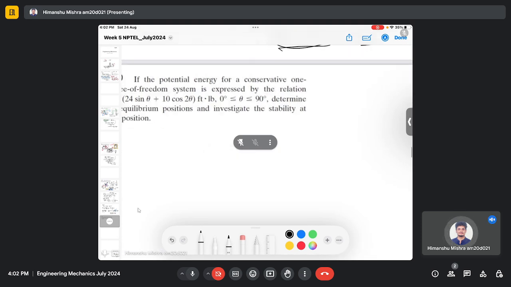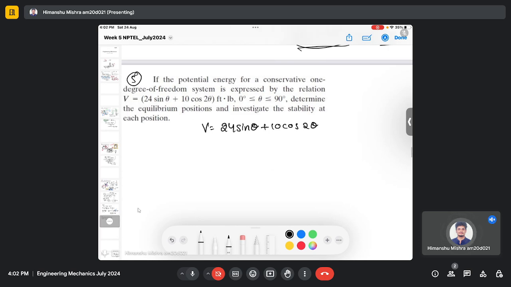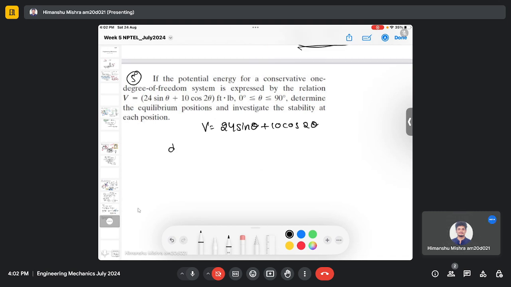So we are given the potential of a system, which is 24 sin theta plus 10 cos 2 theta. Now we need to determine the equilibrium position. We have just discussed that for equilibrium, the change in the potential energy should be 0. Here the potential energy is given in terms of theta, because that's the only degree of freedom we have. So dV by d theta should be equal to 0. Now we have to differentiate this equation, so we will have dV by d theta.